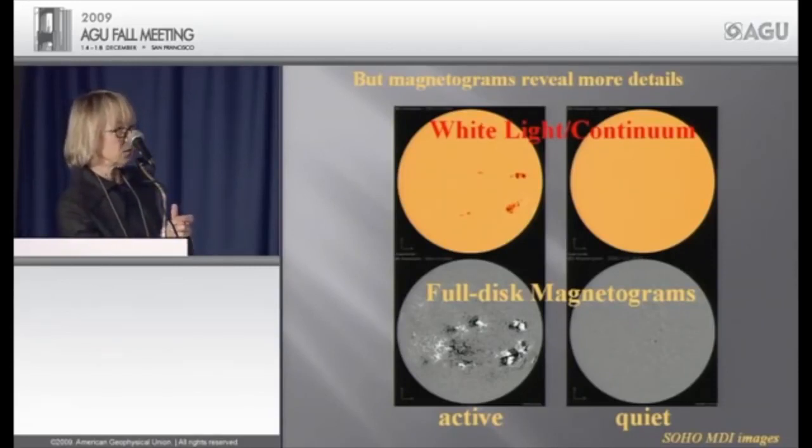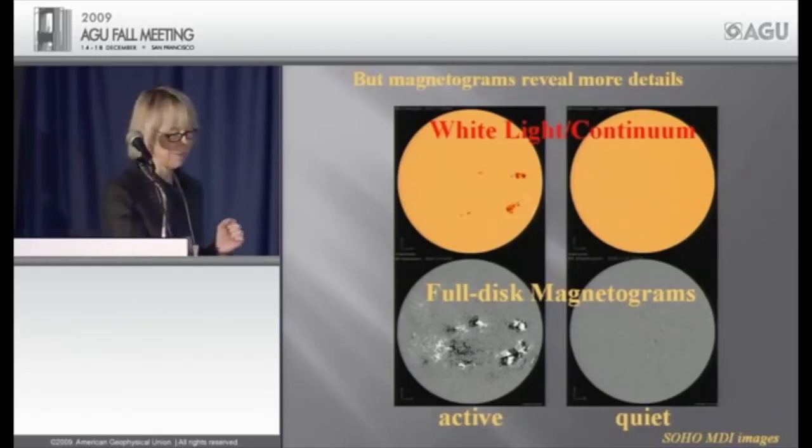If you look at a magnetogram during solar maximum, for example, on the left, you see that there are magnetic fields that are concentrated that are not appearing in the white light or continuum images at the top. The images on the right, by the way, are recent images before the new appearance of the sunspots, for contrast.